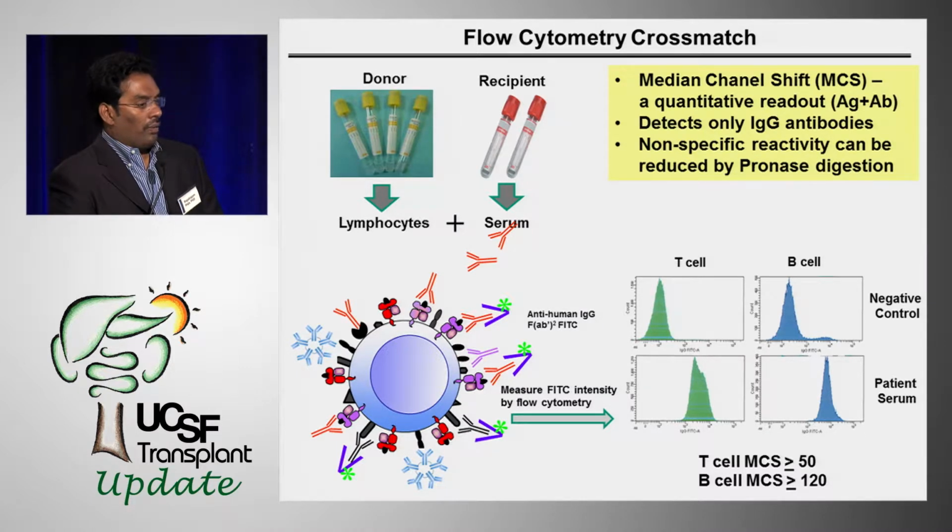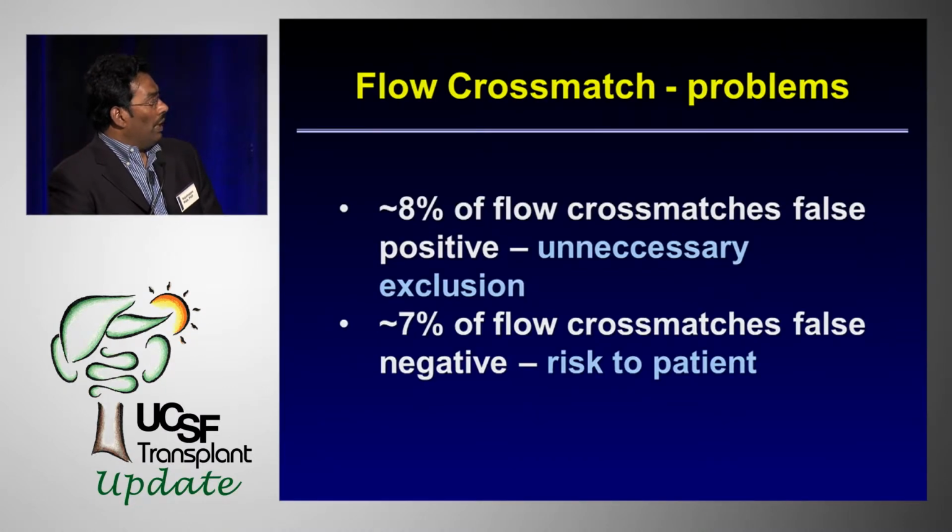But still, there are a lot of false positive and false negative cross-matches. 88% of the flow cross-match positives are false positives, which means you would avoid a transplantation unnecessarily. Then 7% of the flow cross-matches are false negatives, which means if you have the DSA, it's not going to be detected in the cross-match. So we still need very refined cross-matches.